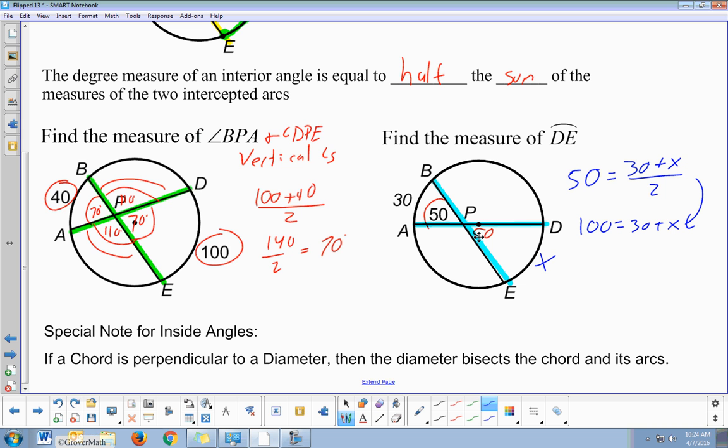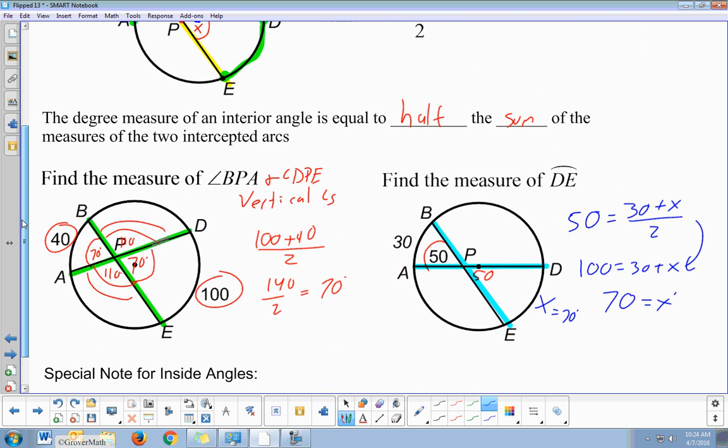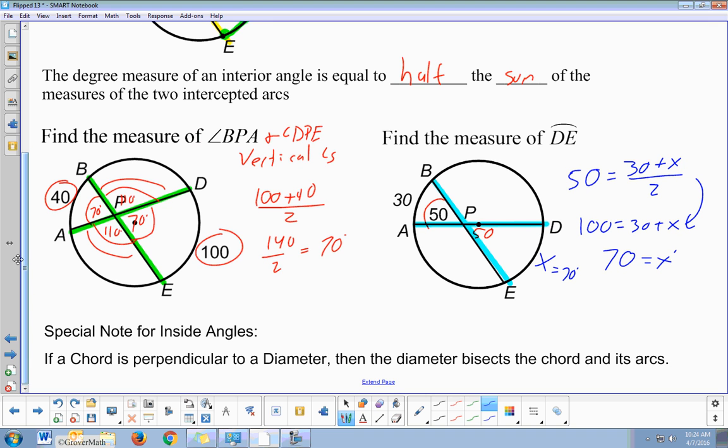But the sum is double the angle. And that's how we end up with this. And I subtract that 30, making 70 equals x. So we got another 70 degrees here. And again, I could check that 30 plus 70 is 100, divided by 2 is my angle, 50. So that's interior angles. What you have to realize is that you're working with 2 arcs and 2 vertical angles, and it's simply half the sum of those 2 arcs.